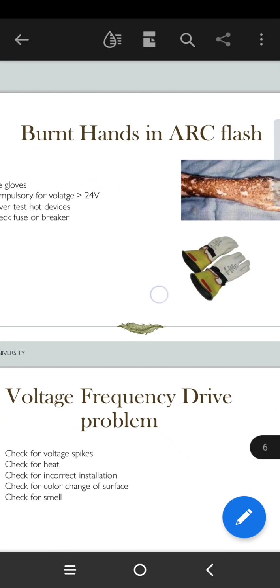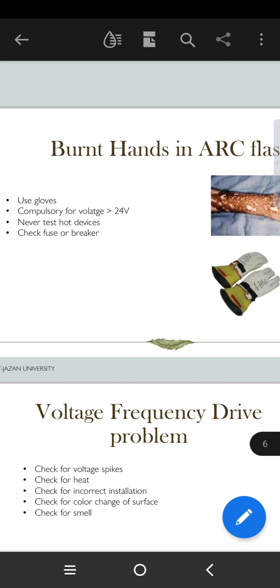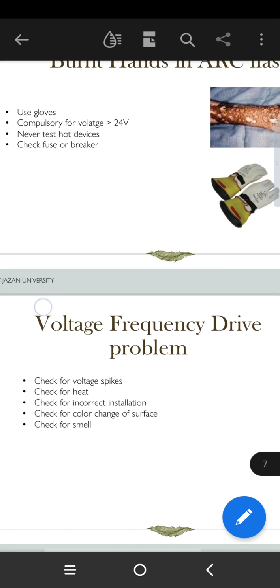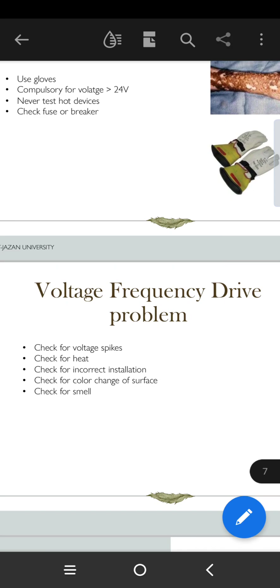So an MCQ can be asked like, the device used to avoid burnt hands is gloves. In the multiple choice question you can be asked what device is used, so in that, one option can be gloves. Okay.